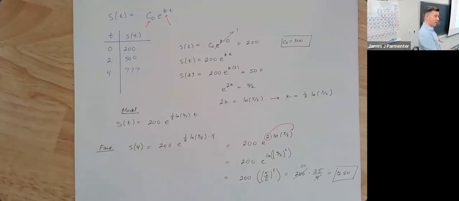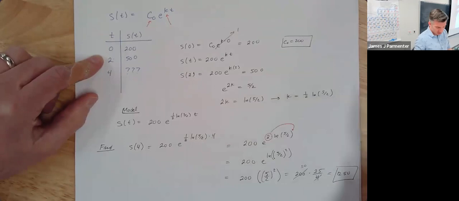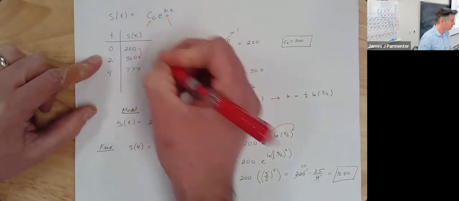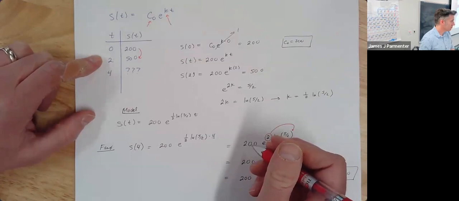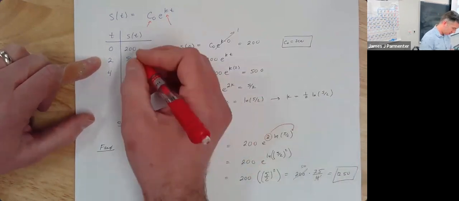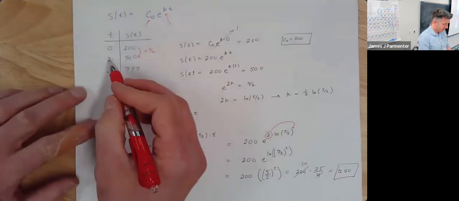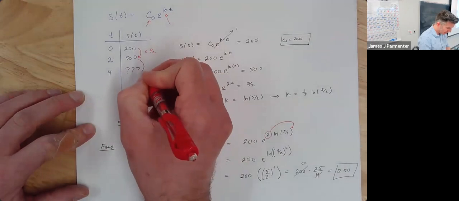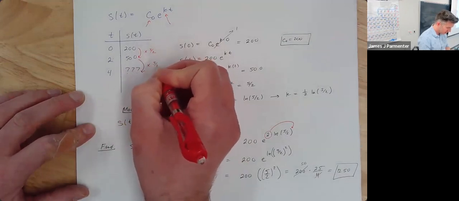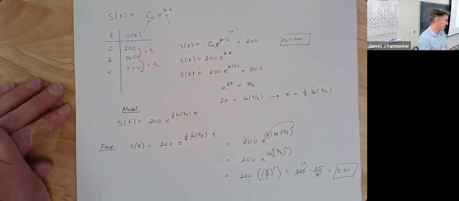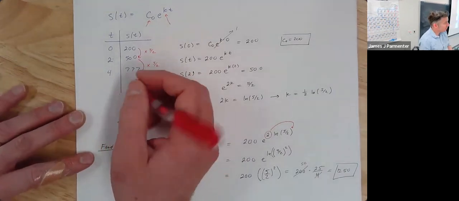Something that's interesting about exponential growth is that basically the multiplication factor of population is the same every however many years. So from time equals 0 to time equals 2, we multiply by how much? Like 2.5, right? 200 times 5 halves gave us 500. And from time equals 2 to time equals 4, you get the same multiplication factor. 500 times 5 halves is 1250. If we went another 2 years, it would multiply by another 5 halves.